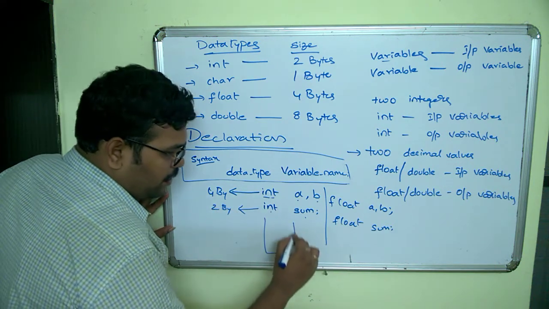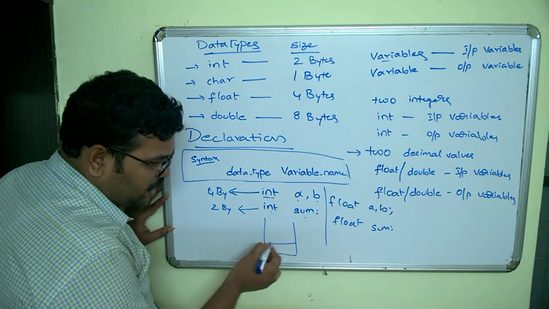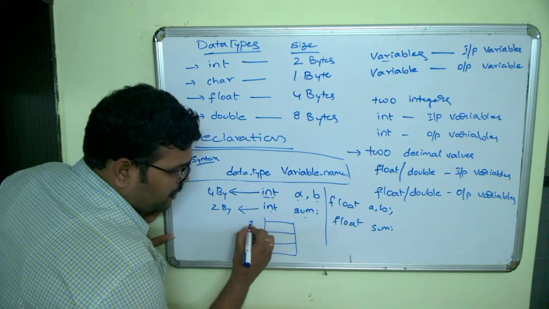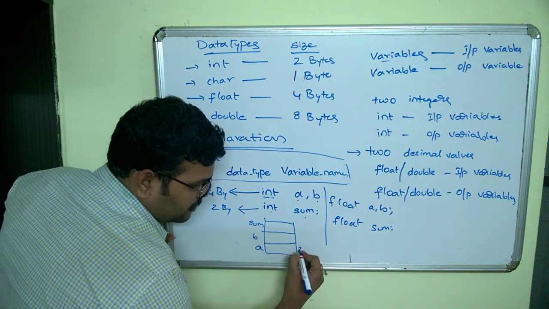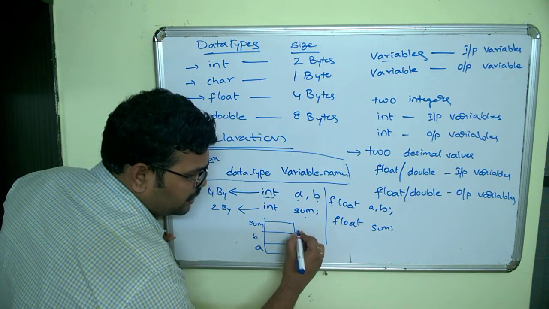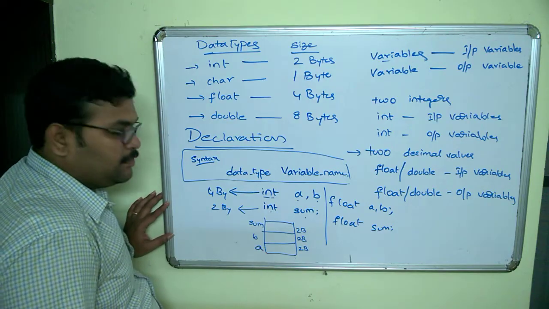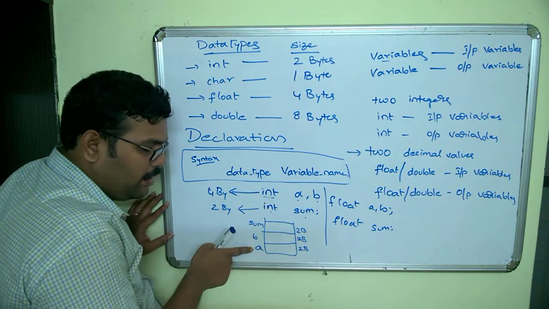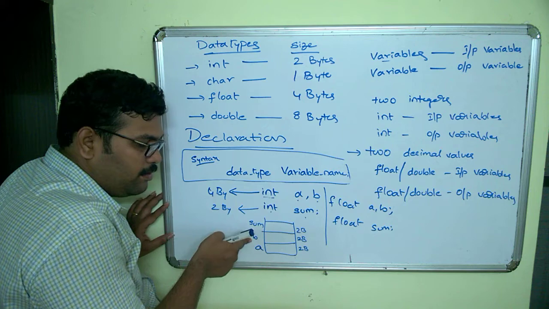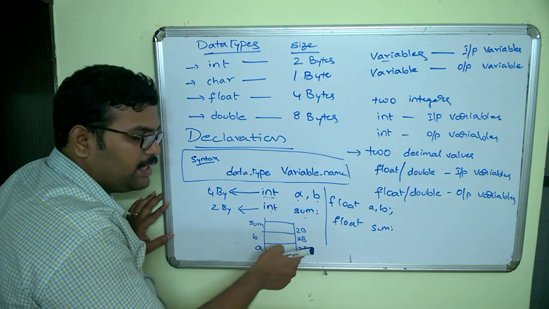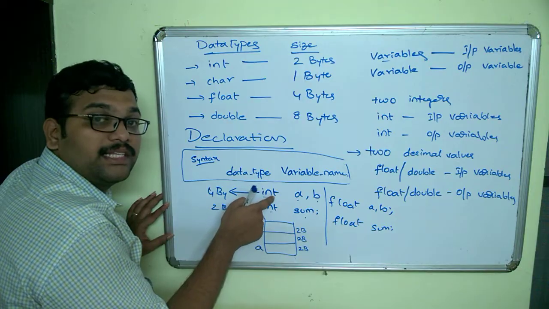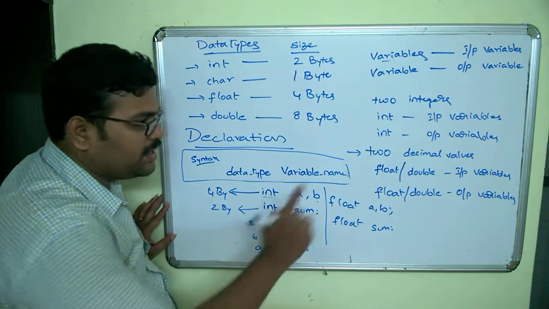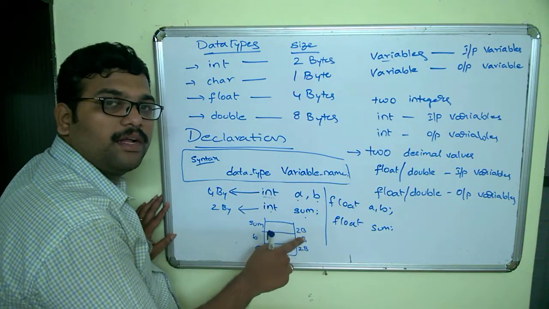So in memory, three address locations will be created: one for A, one for B, and another for sum. Each is 2 bytes. If the statement int a comma b is executed in the C compiler, then three memory locations will automatically be allotted for the three variables with a size of 2 bytes, because we are declaring them as integer data type. If it is float, automatically it will be 4, 4 and 4. If it is character, the size will be 1 byte, 1 byte and 1 byte.